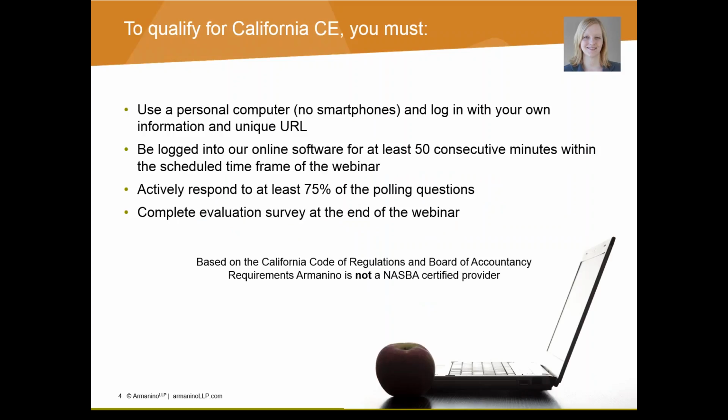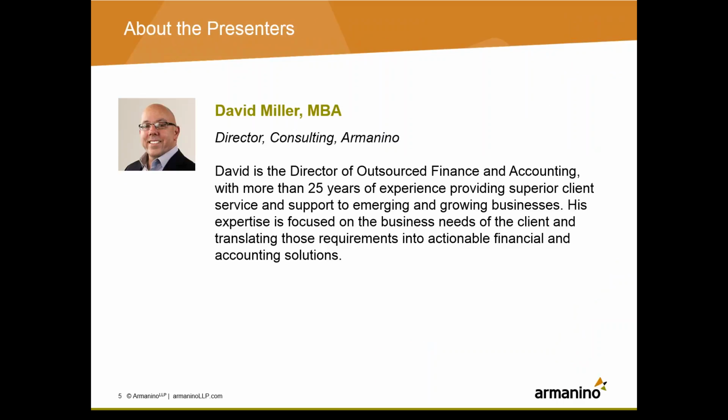Now a quick review of California CE requirements. To qualify for California CE, you must use a personal computer, no smartphones, and log in with your own information and unique URL. You must be logged into our online software for at least 50 consecutive minutes within the scheduled time frame of the webinar. You must actively respond to at least 75% of the polling questions. There will be 4, which means you need to answer 3, and you must complete the evaluation survey at the end of the webinar.